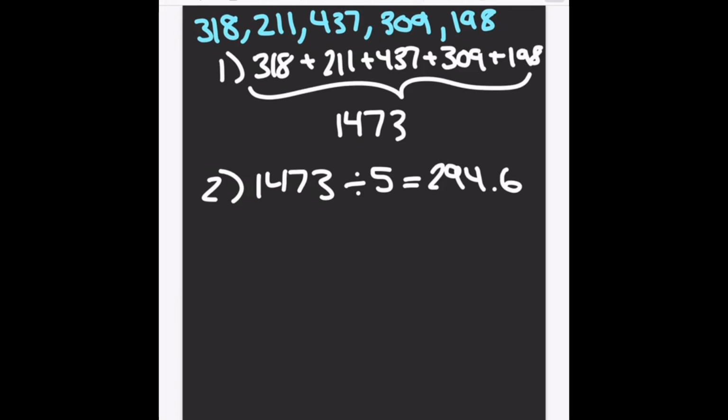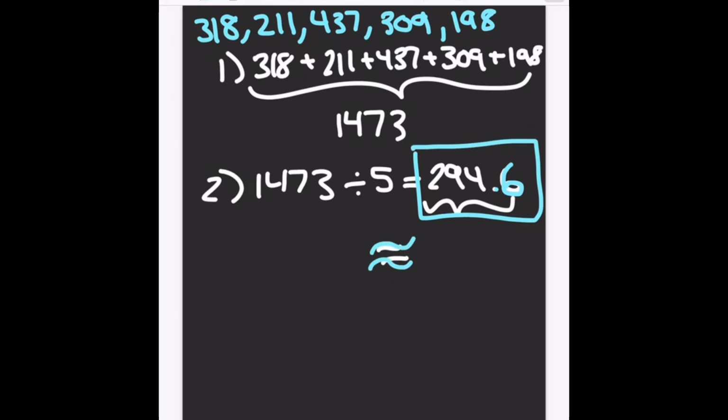When I get a decimal, what we usually do for averages depends on what the question is. You could leave it like that, or you can round it, depending on the question. So if I get 294.6, since this is 0.6, it would round up to 295. But again, our average, you could round it up or round down, or you could just leave it like this. This is your average, depending on the question.